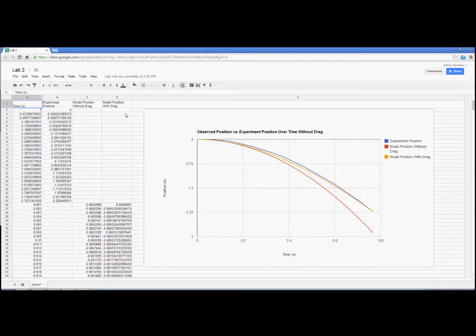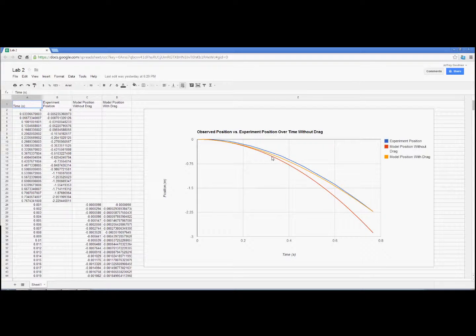This is where I assembled all of the data gathered so far. We have all of the times lined up here, and I have the positions gathered from the Tracker experiment here. Then I took all the numbers from the models without and with drag, and I created a graph here. The blue line is the experimental positions seen in Tracker. Red is the model without drag, and orange is the model with drag.